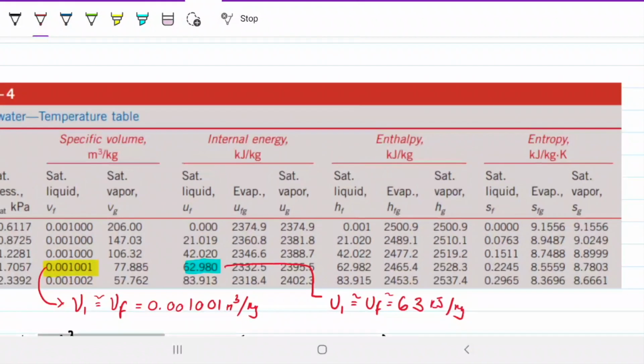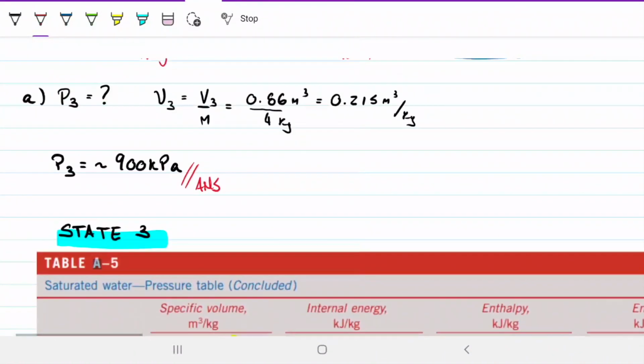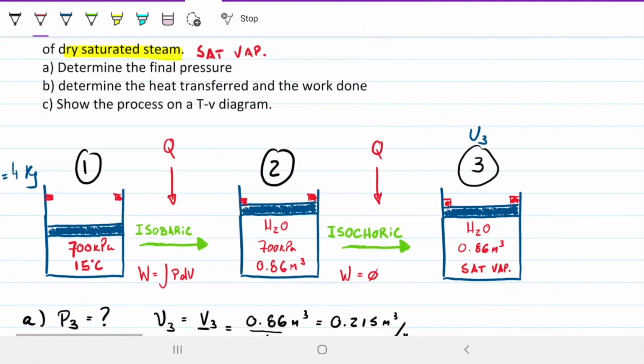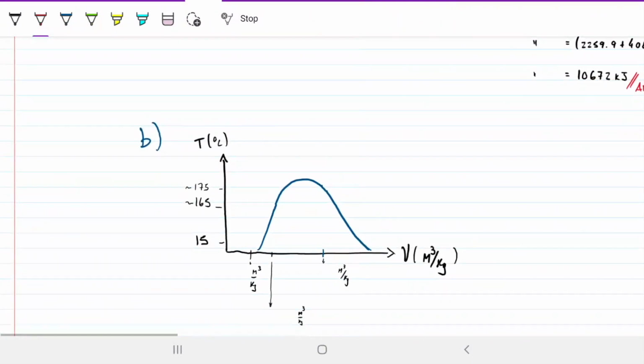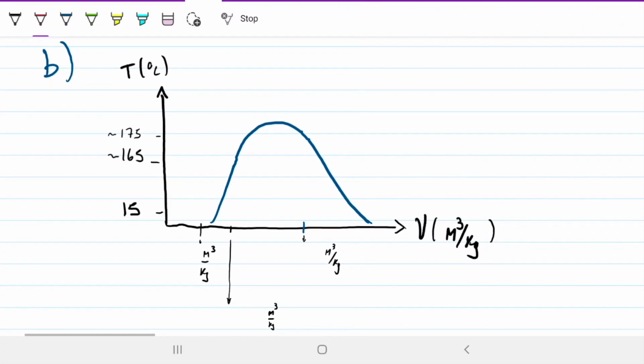And part C is the one that asks us to do the TV diagram. So let's jump down. I have it preset. Okay, so I drew the dome here. This is the line that gives us the saturated liquid line. This is the saturated vapor line. And we know that in the beginning, we have a compressed fluid. State 1 is a compressed fluid at 15 Celsius. So it has to be outside of the dome, in this region here. So let's go ahead and put it here.